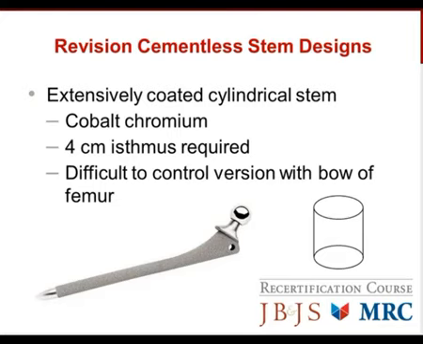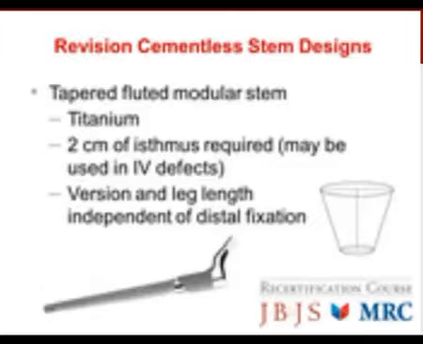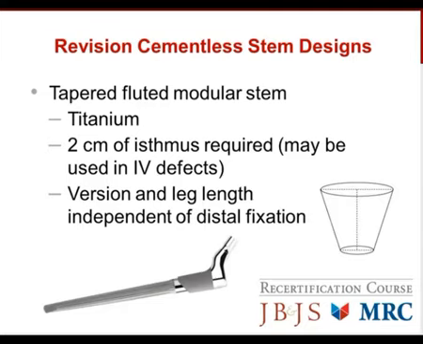One is the extensively coated cylindrical stem. This has become less popular recently. It's a little bit more difficult to use. You do need 4 centimeters of isthmus required for fixation. These tend to be stiff cobalt chrome implants. The tapered fluted modular stem has increased in popularity in the past 10 years. This is a titanium implant. It's a little bit more flexible than the fully porous coated cobalt chrome implants. 2 centimeters of isthmus is probably required. Occasionally we can get away with even less than that.